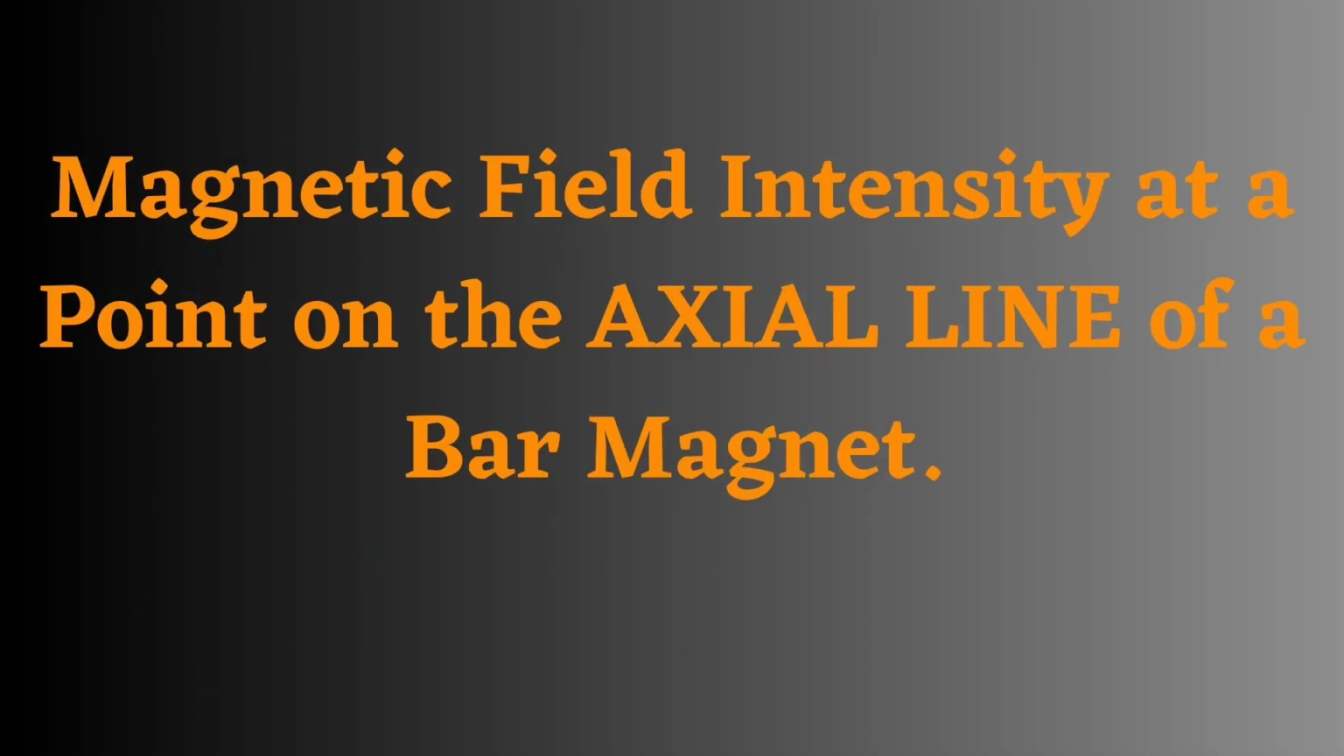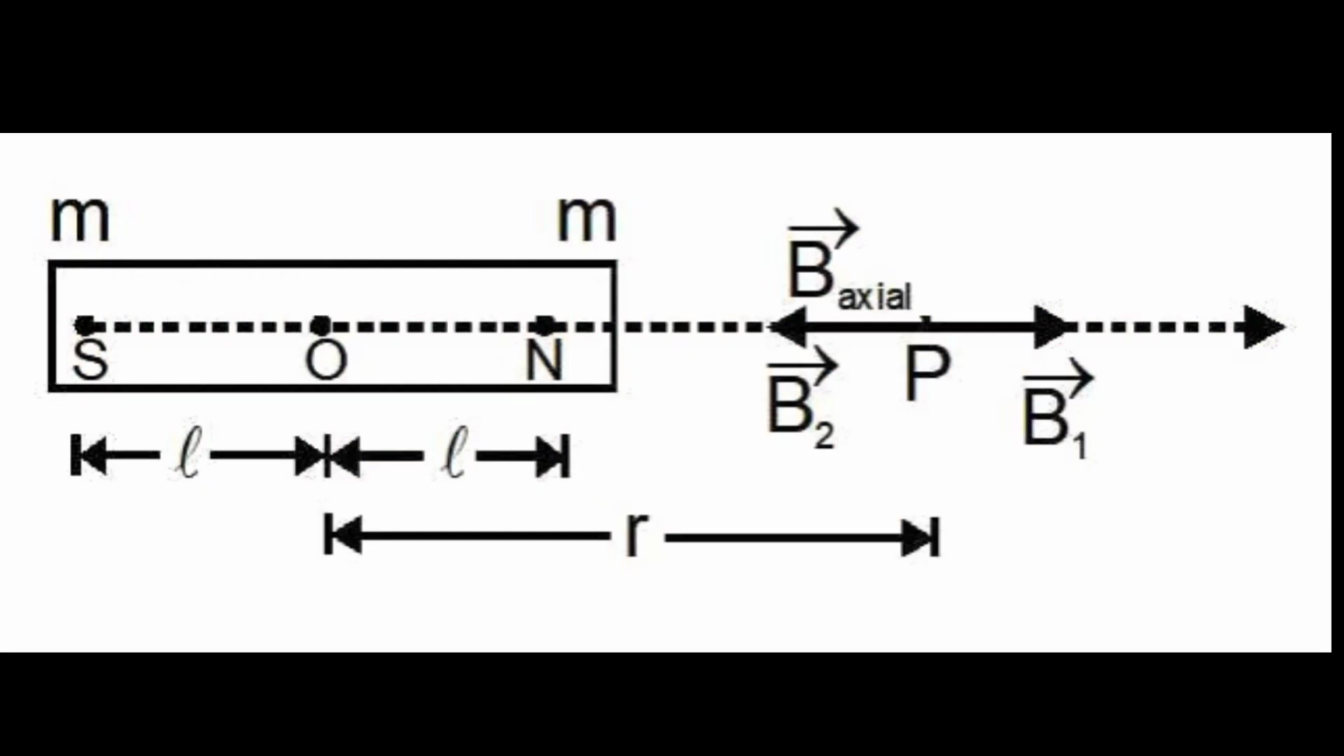Now we are going to understand the magnetic field intensity at a point on the axial line of a bar magnet. Let O be the center of a bar magnet, and this bar magnet has magnetic length 2l. Now consider a point P on the axial line of the bar magnet at a distance small r from the center O of the bar magnet.